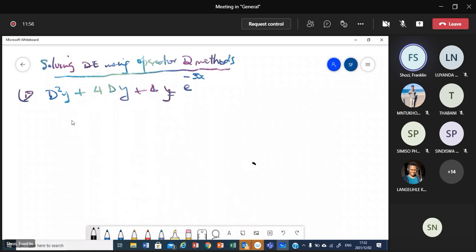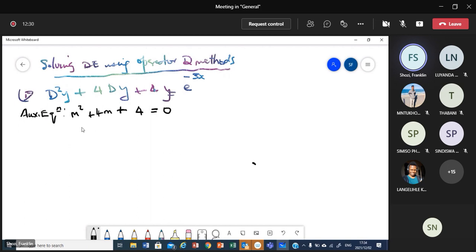Remember, your auxiliary equation is your M equation. So your M equation here will be your M squared. In other words, your second derivative is replaced by M squared, plus 4, your first derivative by M, and the next one is plus 4, which will always give us 0. Remember where we started. So we've got M squared plus 4M plus 4 equal to 0.